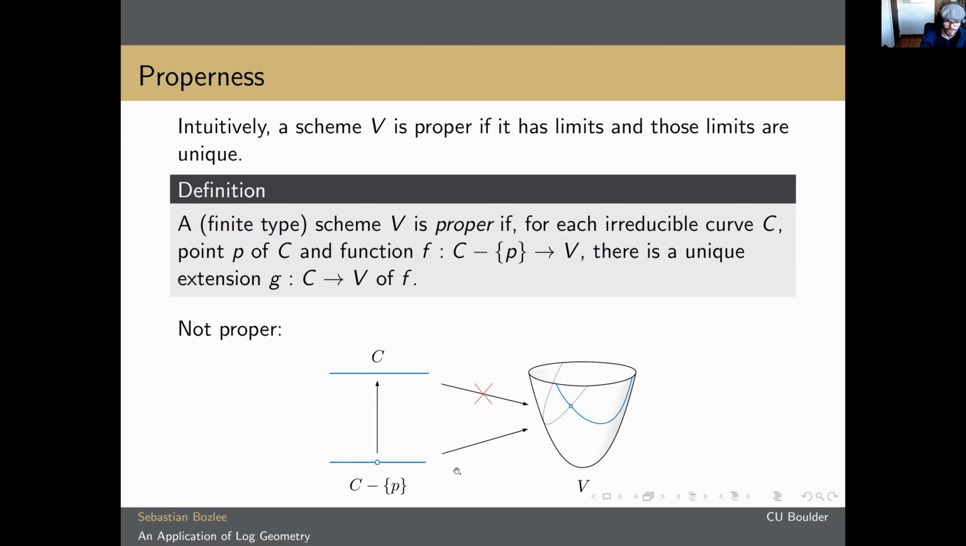Now I'm able to define a map from C minus the point into here, where I plop that missing point on the missing parabola. But then there's no way to fill in a value for that point P. If we did, we'd have to put it on the parabola, but that's not there. So there's a limit which is missing in this picture. Since it's nice to have these, we'll ask that most of our things are proper from here on out.